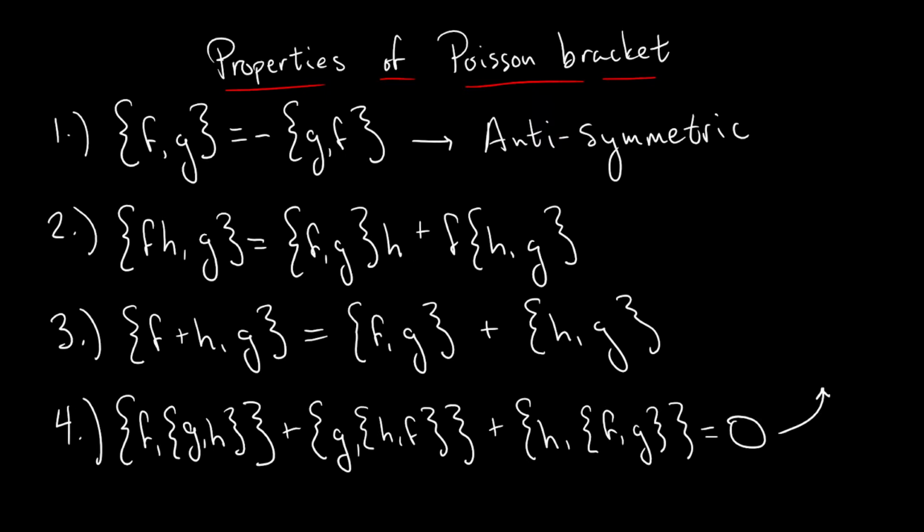And this, as I said, is the Jacobi identity. Whenever you have a sum of three Poisson brackets structured like this, it vanishes. Like I said, all of these are fairly straightforward to prove. The Jacobi identity is simple to prove, but it's very, very tedious. So these are just some important properties.